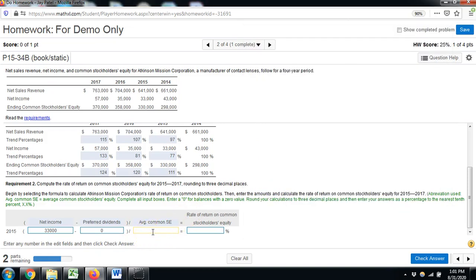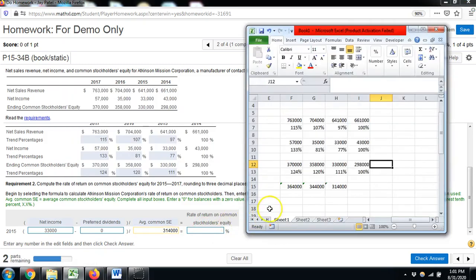So our number here is 314,000. And so when we do that math, it's equal to 33,000, which is the net income, divided by this. Okay, so we've actually done all of our calculations here. This is 10.5.